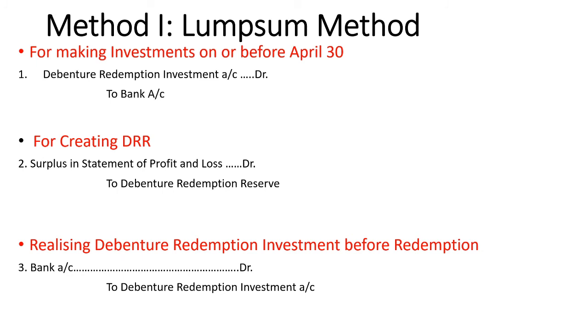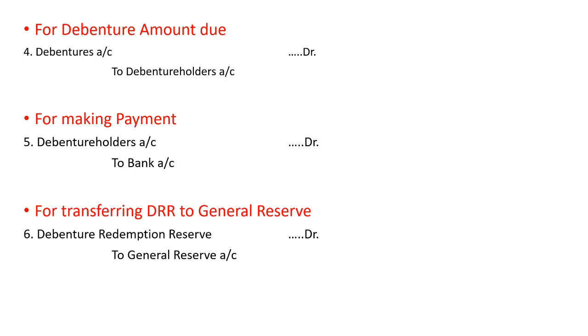This reserve will be created from the surplus in statement of profit and loss. Third journal entry will be about realizing debenture redemption investment before redemption. Investments will be sold. Journal entry will be passed. Bank account debited to debenture redemption investment account. Fourth journal entry, for debenture amount due, journal entry will be debentures account debited to debenture holders account. In this journal entry, debentures account will be closed in the books of accounts.